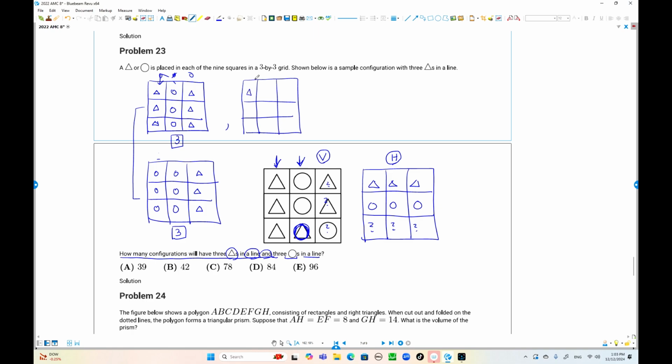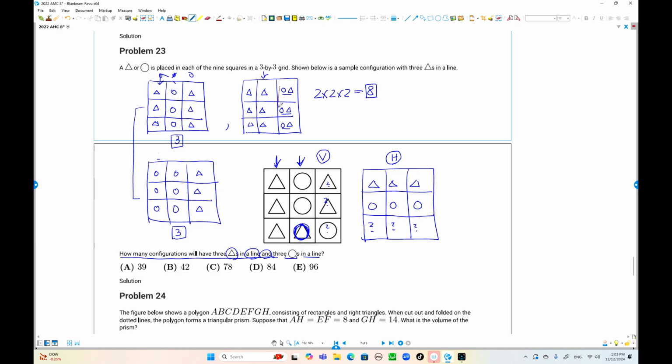Two lines of triangle. I'm going to take these two lines of triangle, and the last line can be circle or triangle, circle or triangle, and circle or triangle. At this time, how many different arrangements? Here you go, 2 times 2 times 2, right? 2 times 2 times 2 in this case is 8 different arrangements.